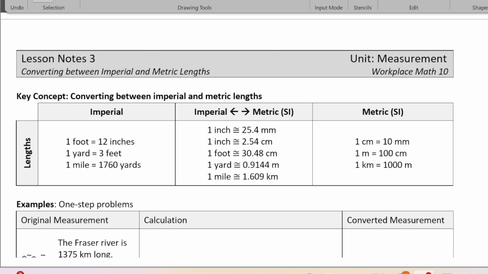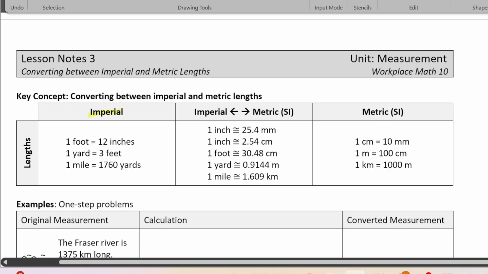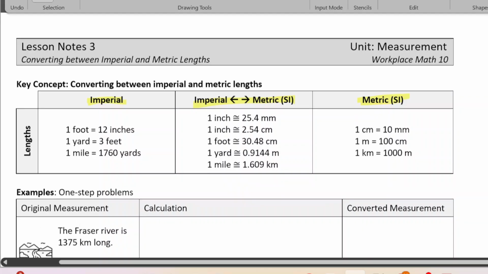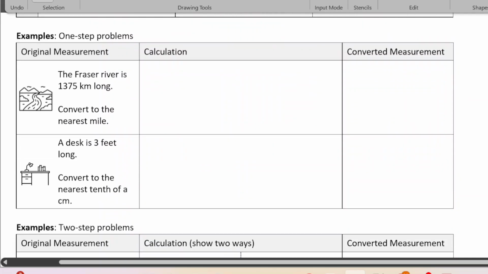So this chart shows us how to convert between imperial and imperial, how to convert imperial to metric. Again, here is where you'll see all those decimal places, and then metric to metric. Okay, and I just put the most common lengths. So feet, yards, miles for imperial, also inches, and millimeters, centimeters, meters, kilometers for metric. Okay, so let's convert these.